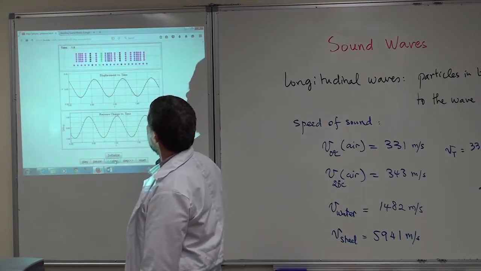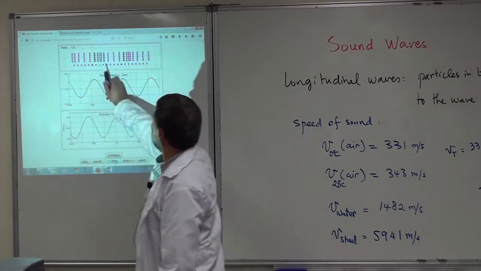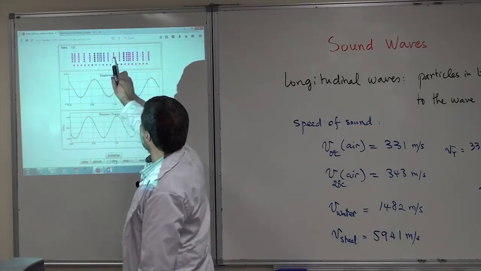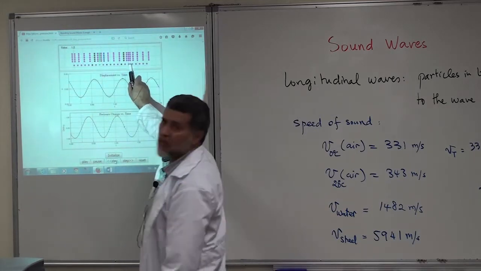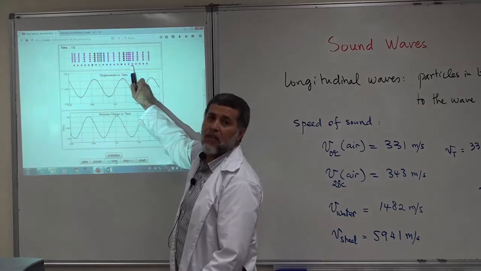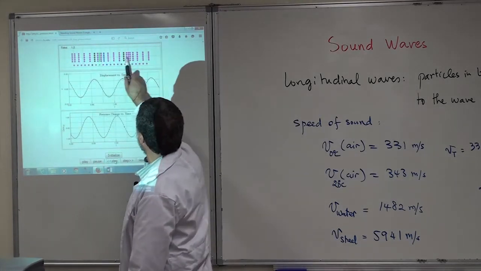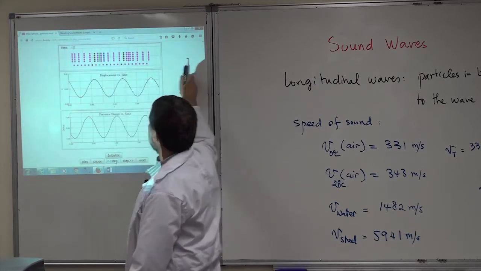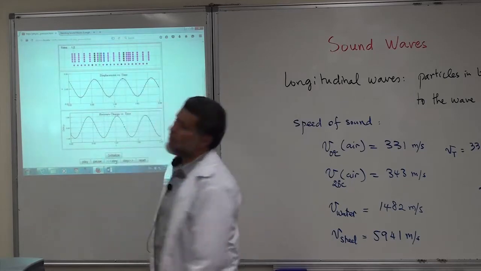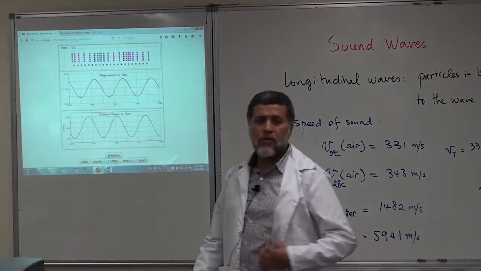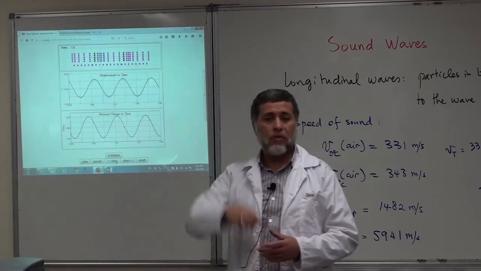You can see here clearly that there are some regions where the particles are very close to each other, and some regions where the particles are very far from each other. This is where the particles are very close, and the distance from here to here is actually the wavelength. The distance from here to here is also a wavelength. So identical points along this x-axis, where the wave is moving, give the wavelength. Of course, the particles are oscillating along the x-axis, so you have oscillatory motion.